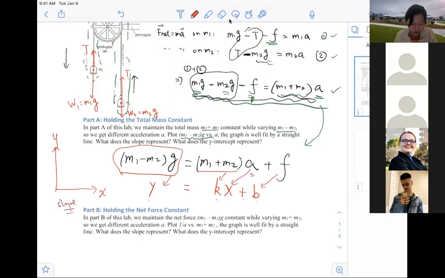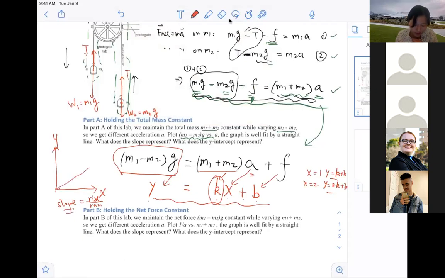What would be the slope? Would it be 10, like acceleration? In this case, if I were to draw something like this, I would just get my K as the slope, because you can see when X equals 1, Y equals K plus B. When X equals 2, Y equals 2K plus B. So if you do rise over 1, you get K. So that is your slope.